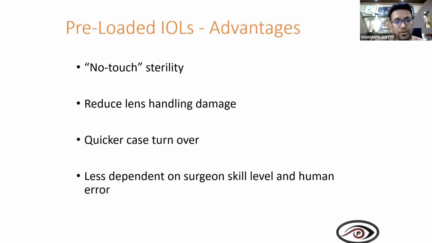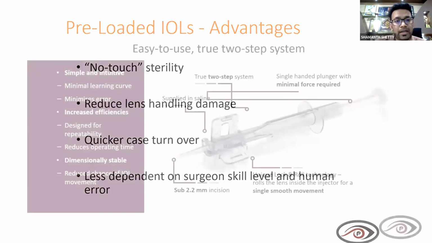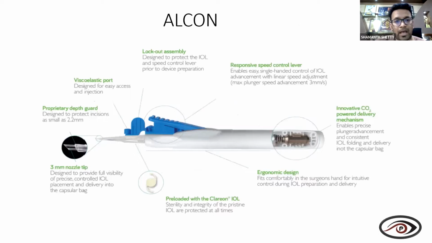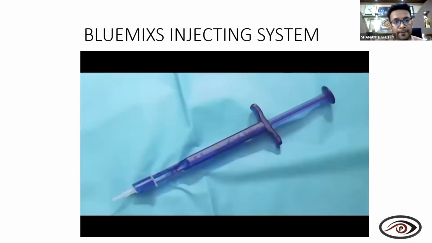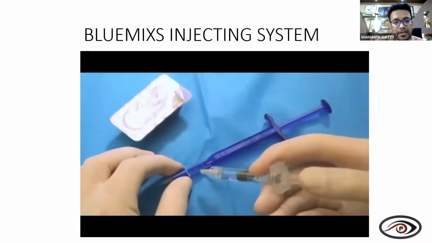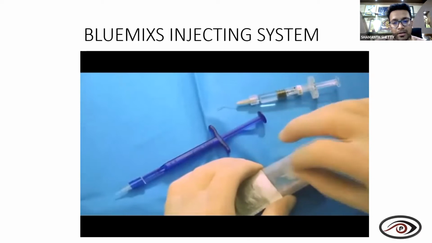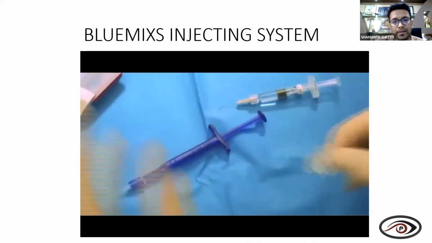Preloaded lenses come with no-touch sterility and quicker case turnover. Lens handling damage is also reduced in the preloaded IOLs which are in the market right now. Rayner has an easy-to-use two-step system, which has a unique lock and roll technology, and it is MICS compatible. Alcon's injector has come up with a new speed control lever, which helps you release the lens in a controlled manner. Zeiss BlueMix's injecting system is also MICS compatible, where you inject your visco, and the lens is taken out, easily loaded and injected.